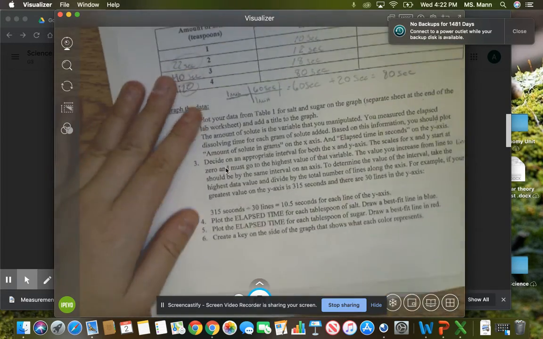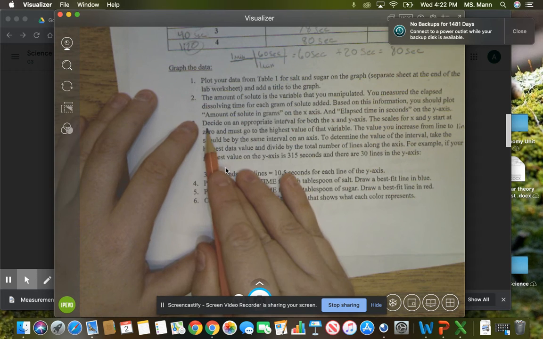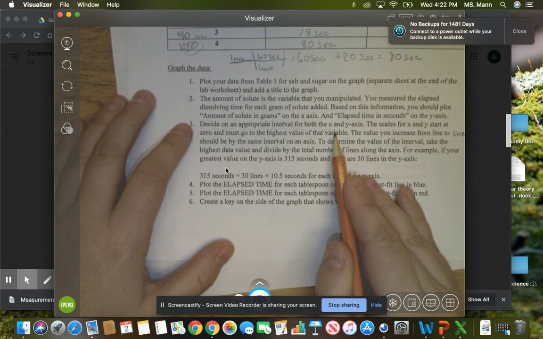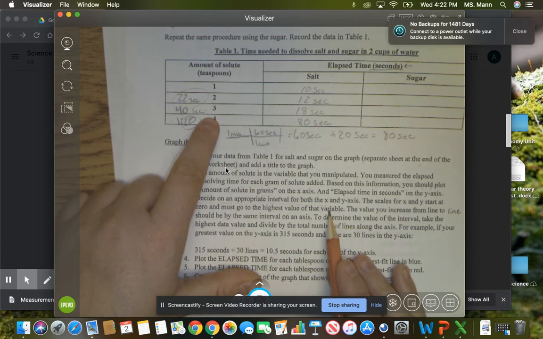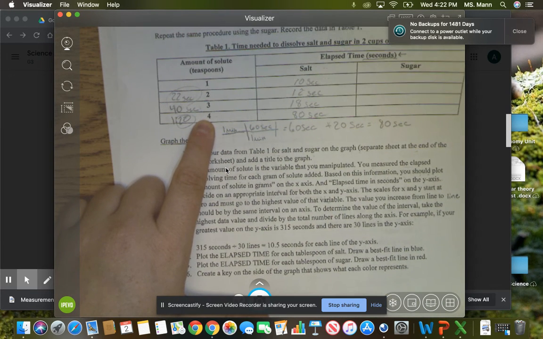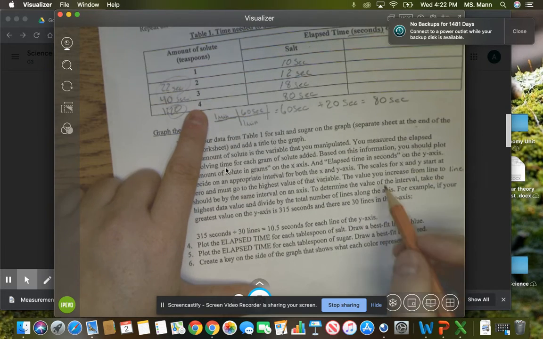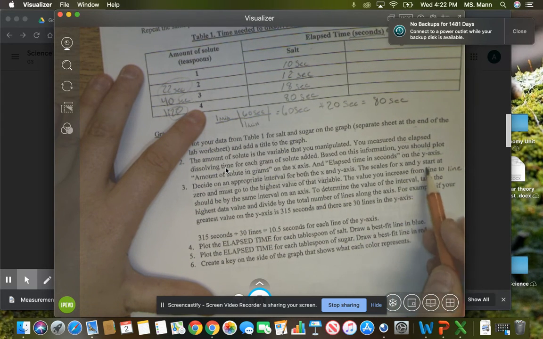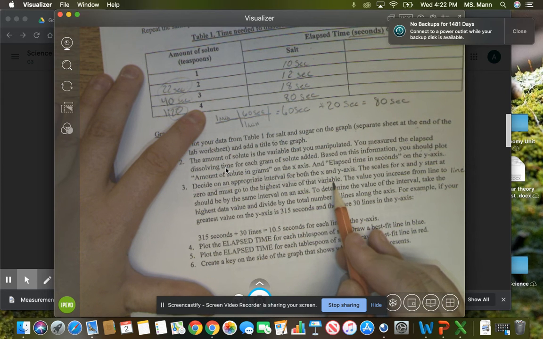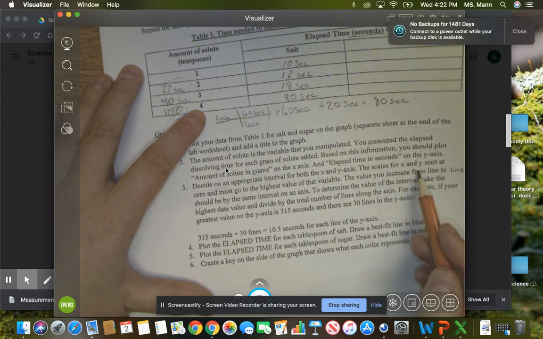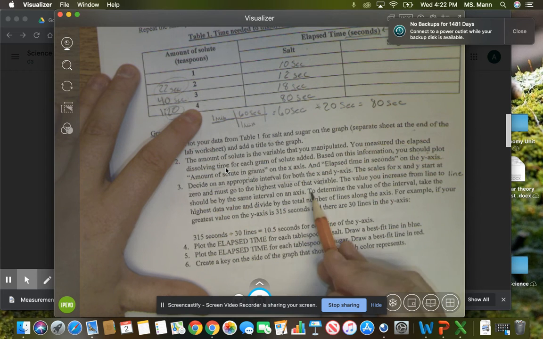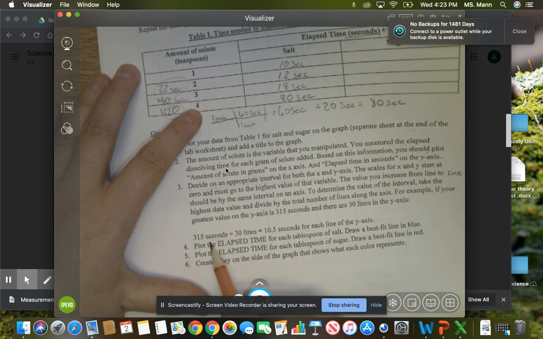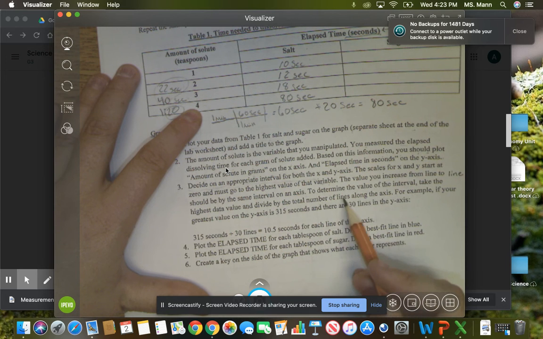So it actually tells you how to do it right here. Decide on the appropriate interval for both x and y axis. We already did that for the x-axis. It's going to be the same for everything because we only have 4 teaspoons, correct? So for salt and sugar, it's just going to be 4 teaspoons. The scales for x and y start at 0 and must go to the highest value of the variable. We did that. The value you increase from line to line should be by the same interval on an axis. To determine the value of the interval, take the highest value and divide by the total number of lines along the x-axis.